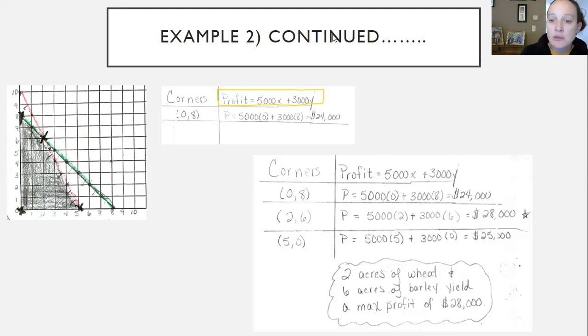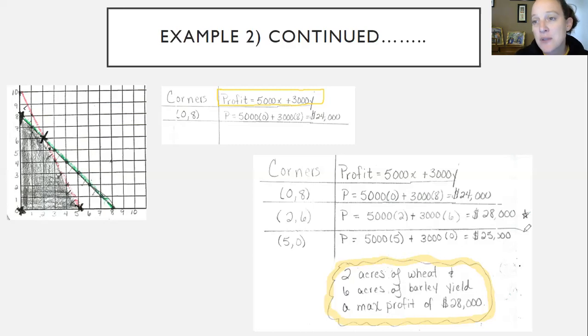So again, remember, this is going to be the part that Mr. Hogsett and I need to see, this sentence. I know the point is 2, 6. I can see that in your table, but I want to see how you interpret it. 2 what, 6 what? I'm not going to interpret that for you. So 2 acres of wheat and 6 acres of barley yield a max profit of $28,000.